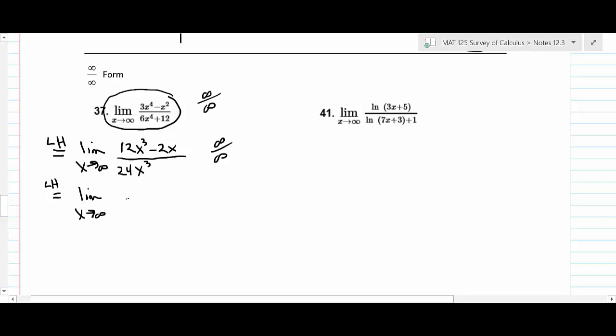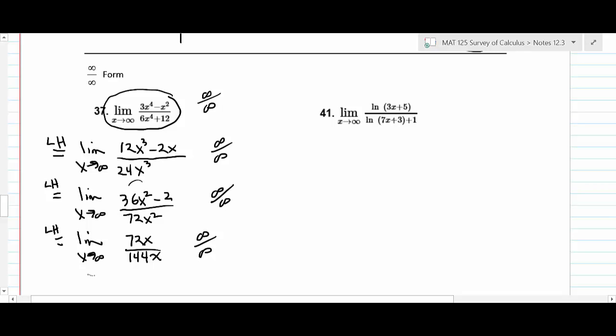Okay, so let's see. The derivative of the numerator now is 36x squared minus 2. Denominator is 72x squared. And see, it's still 1/2. 36 over 72 is still 1/2. Still infinity over infinity. So we can do the L'Hopital for the third time. We're going to have, let's see, that's 72x. Bottom is 144x. It's still 1/2. So I think all we got to do is just one more time and then we're done.